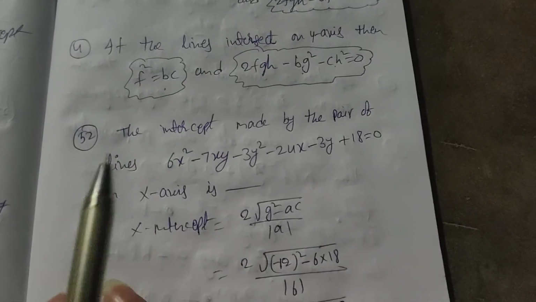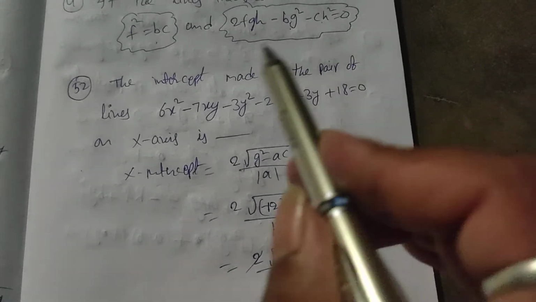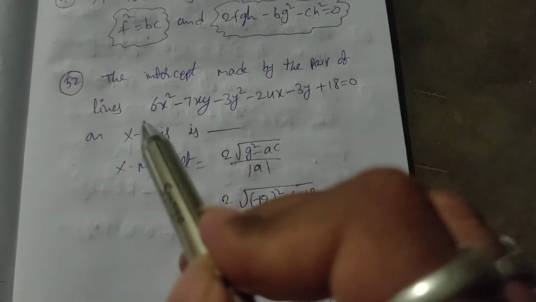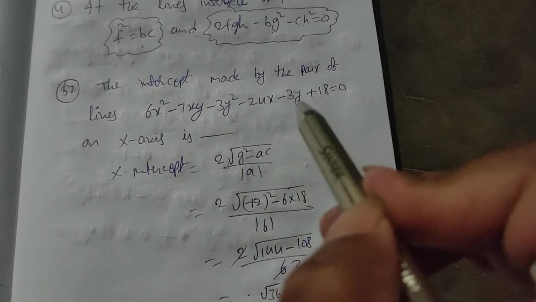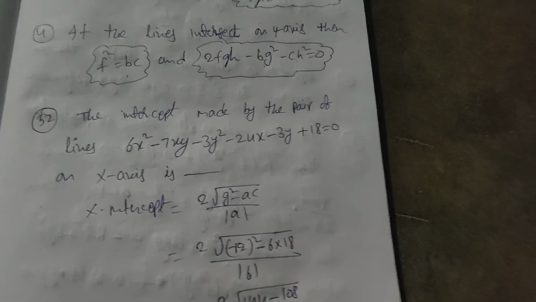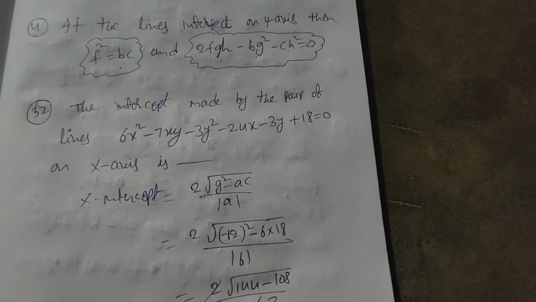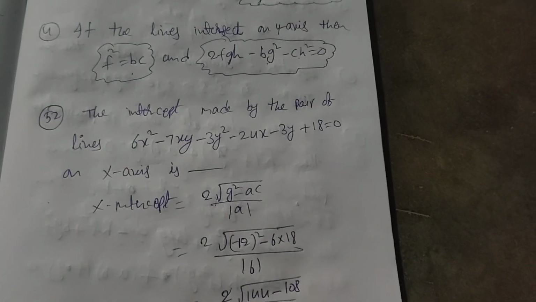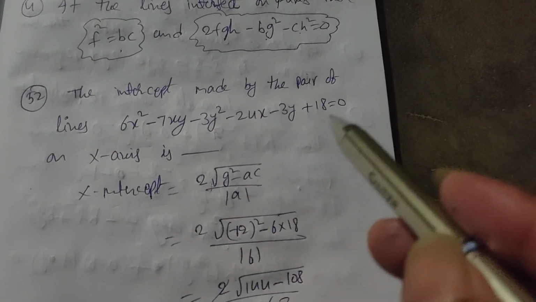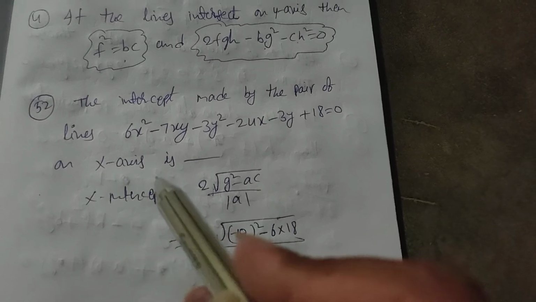So next, based on this one, take one problem. The intercept made by the pair of lines 6x square minus 7xy minus 3y square minus 24x minus 3y plus 18 is equal to 0 on the x-axis is?